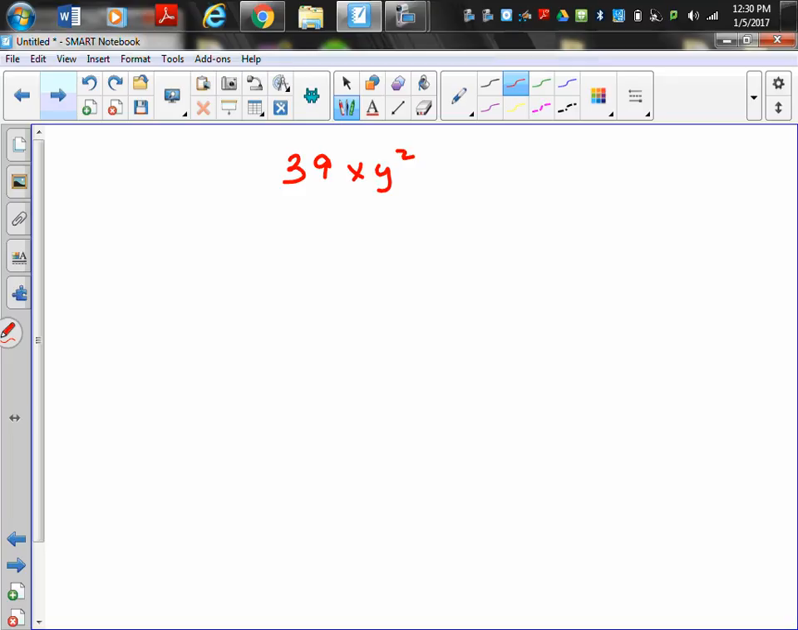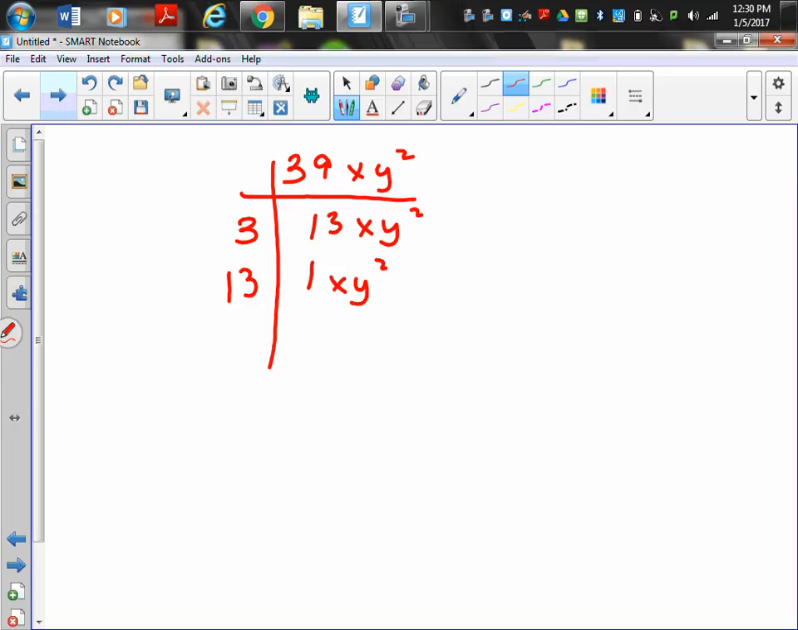Alright, so does 2 divide into 39? No. Does 3 divide into 39? So 3 times what is 39? 3 times 13. X, Y squared. Alright, so now how do I multiply to get 13? 13 times 1, because that was your prime number. So 13, 1, x, y squared.